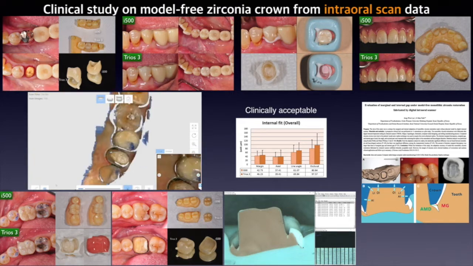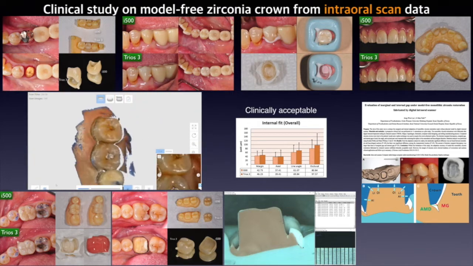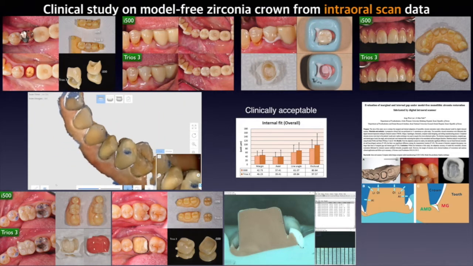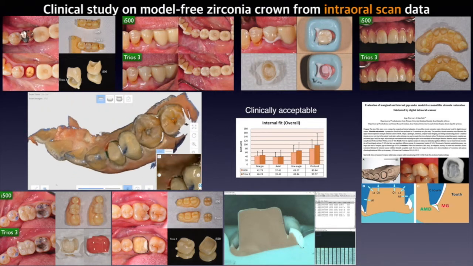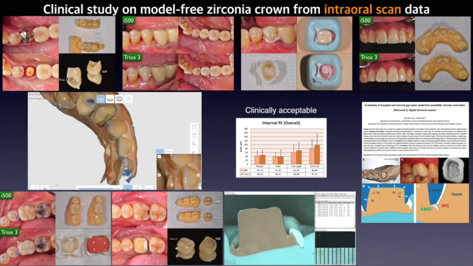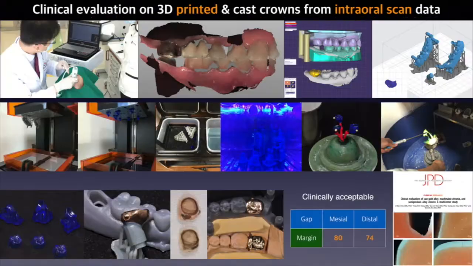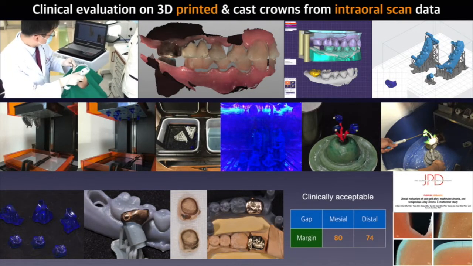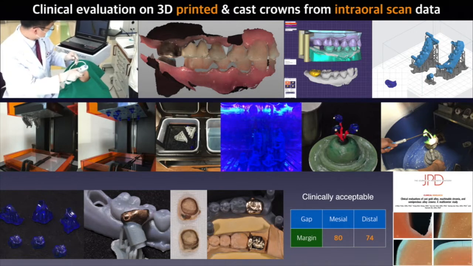The second approach, as you know, is the model-free zirconia crown. I'm going to skip the detail about this because most of you are familiar with this concept, but briefly, an intraoral scanner is all you need for simple treatment. If you want to use the casting method, a 3D printed crown can be burned out for the lost wax technique.